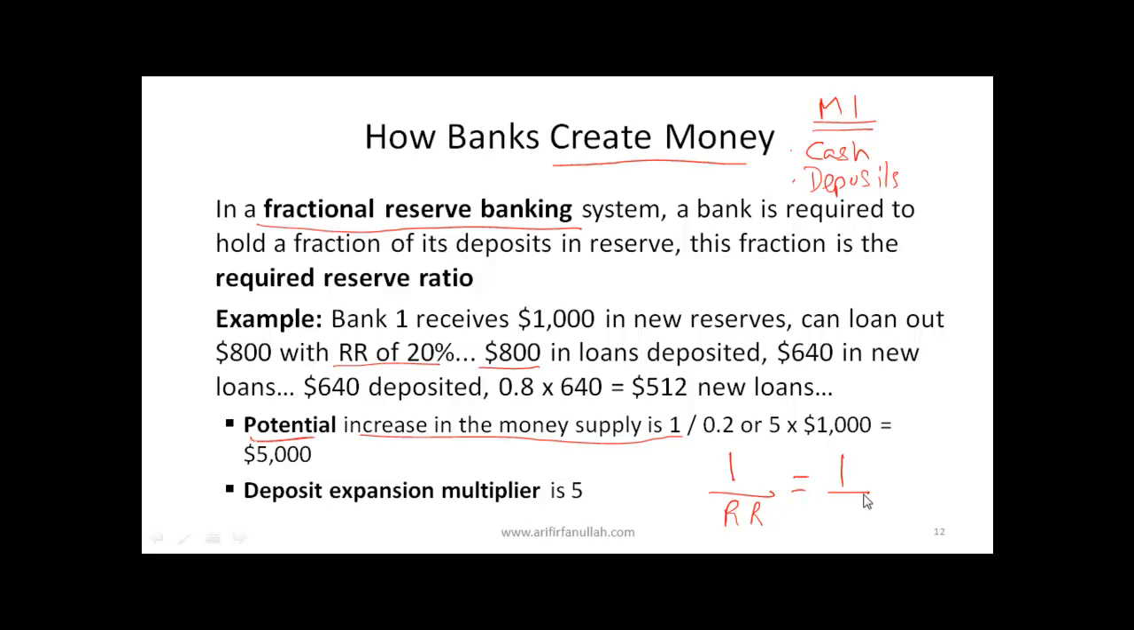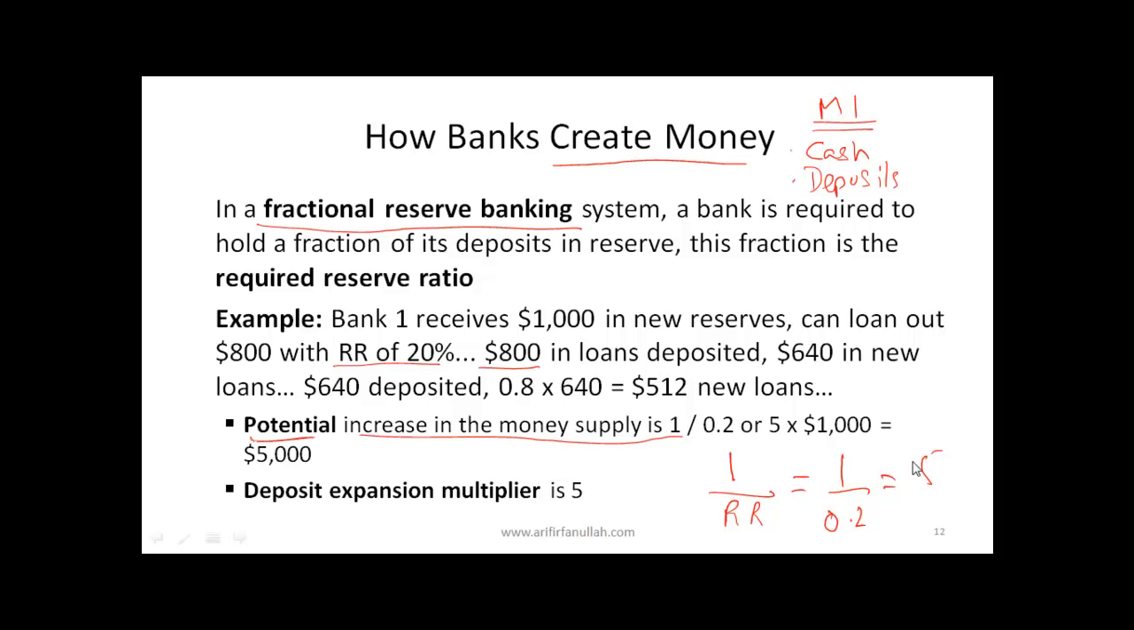Just intuitively, actually first I'll do this and then talk about the intuition. So what's the reserve ratio in this example? 20%. You always write it as a decimal. So this is equal to 5. What is this saying? This is saying that there is a multiplier of 5, which means that when $1,000 are injected, potentially there is a $5,000 increase in money supply.